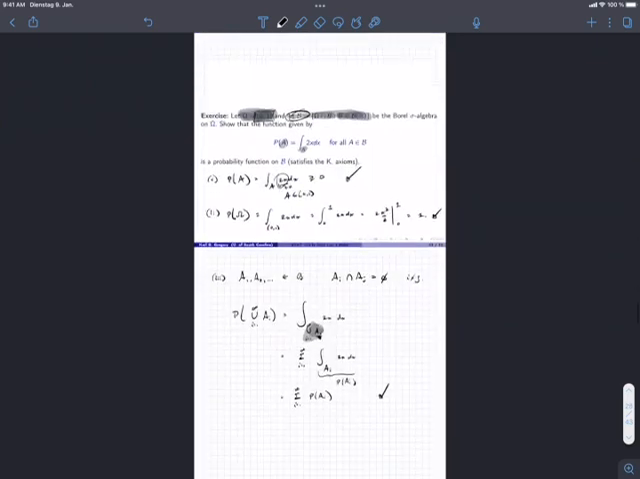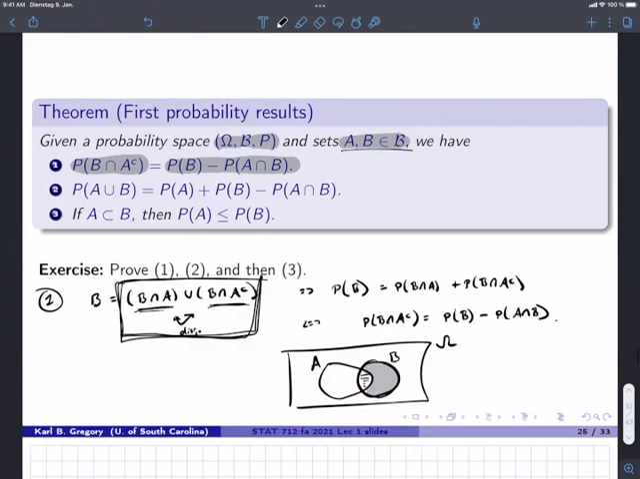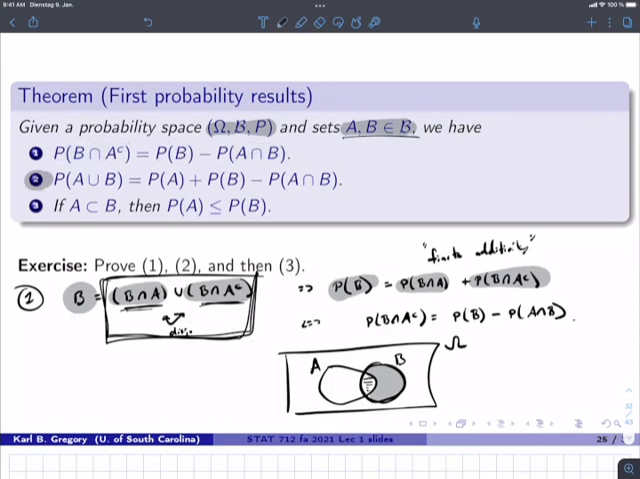Okay, so going back down to what we're now showing. We wanted to show this one, and we started by writing B as this union of two disjoint sets. And so then I can write the probability of B as the sum of these two probabilities. So here I'm really using finite additivity to get that equal sign. Okay, good. Now let's move on to the second one.